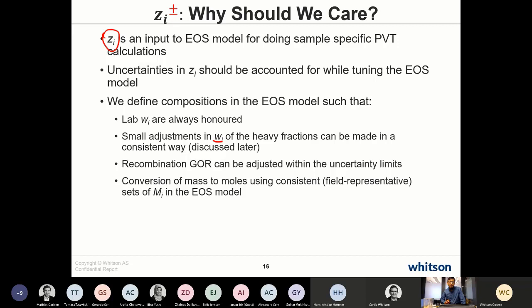And we do the conversion of this mass that we have honored here, the lab reported mass, to moles using some consistent field representative sets of individual component molecular weights that we have in the EOS model. And again, tomorrow we will do the exercise, like how for the particular case we have the PVT reports, how we can come up with more representative molecular weights, which may slightly differ from the lab reported component molecular weight.